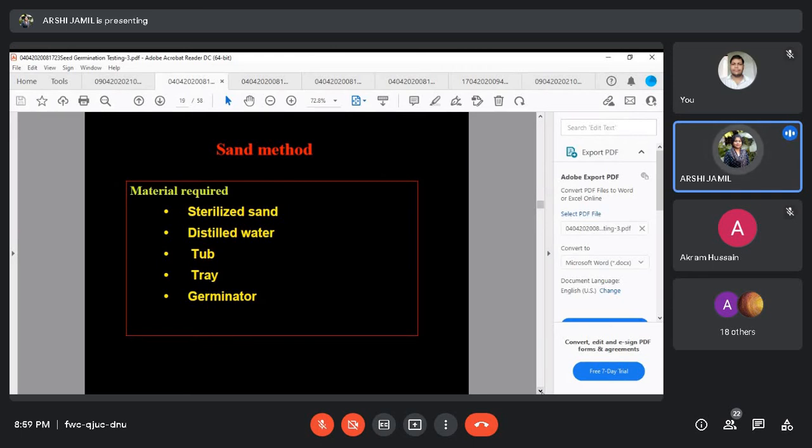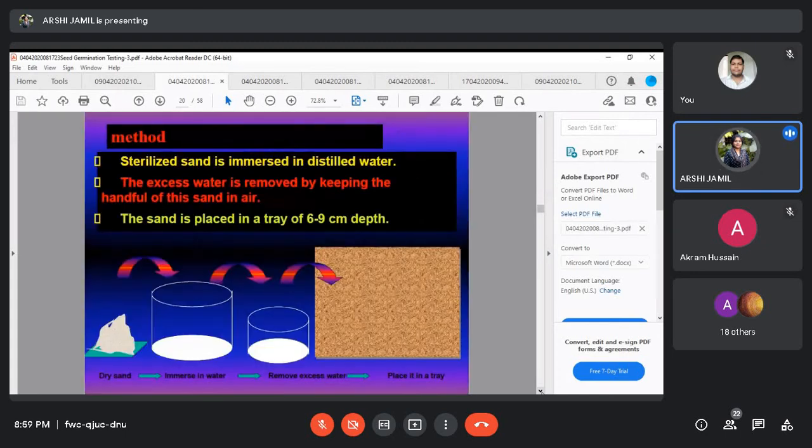Then similarly follow the sand method. In the sand method we require sterilized sand, distilled water, tub, tray and germinator. Now what is the procedure? What is the method? You take the sterilized sand and immerse it in distilled water. The excess water is removed.